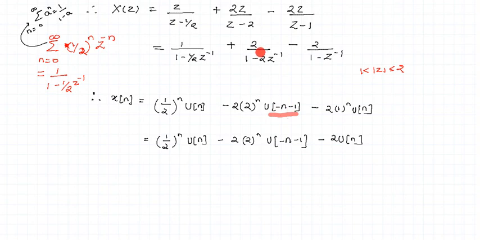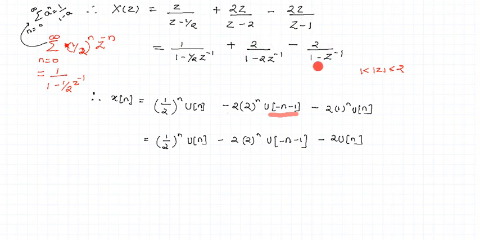What is my x[n] here? If I compare it with the standard equation, here my x[n] is 2. So it becomes 2 raised to n. And a minus sign is necessary when we go for an anti-causal or left-handed signal. So we need to have a minus sign. So this is about the second term.